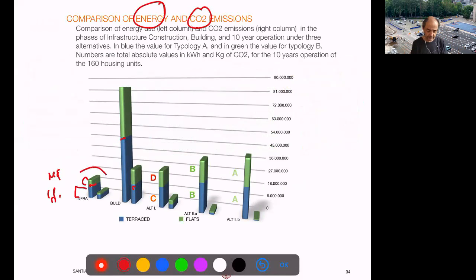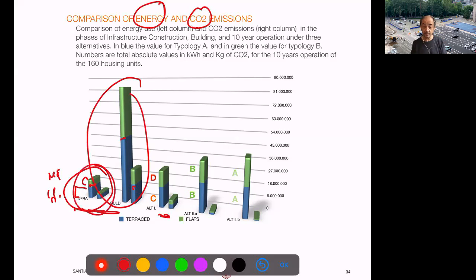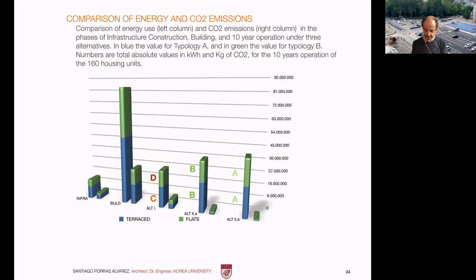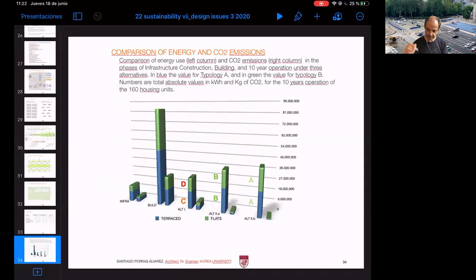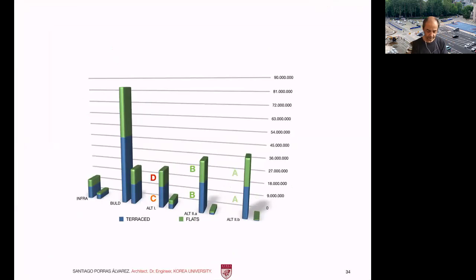But you see that the infrastructure construction and the building construction, compared to 10 years, is a lot of energy cost. Actually, infrastructure is very much comparable to the whole of the 10 years of use. But both together are a huge amount of energy and emissions. By the way, in this graph, okay, let's restart this slide because I think I messed up a lot.